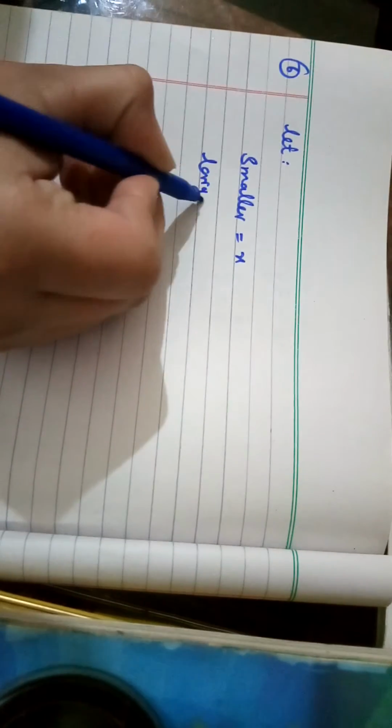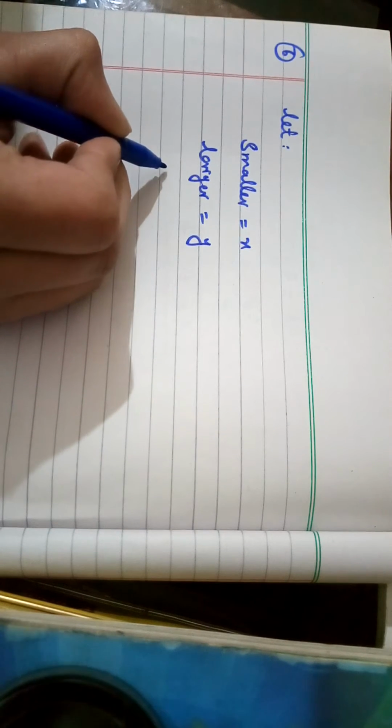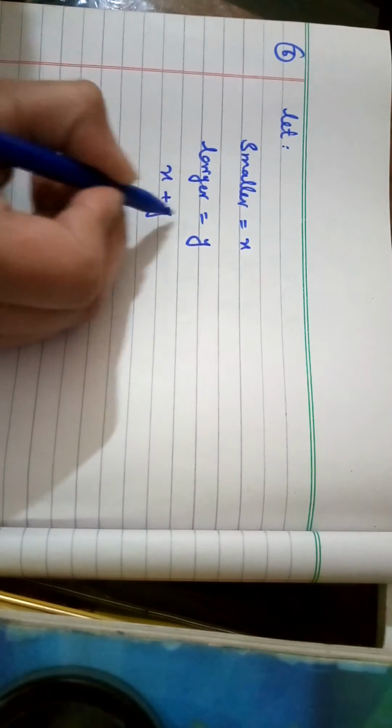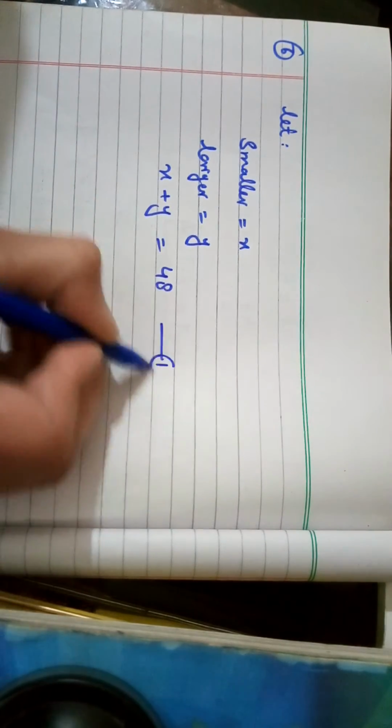So question 6. Again we let the smaller number be x, and the larger, or the greater number, be y. Sum of two numbers is 48. Sum means plus. So x plus y, the sum of two numbers, is equal to 48. This is your first equation.